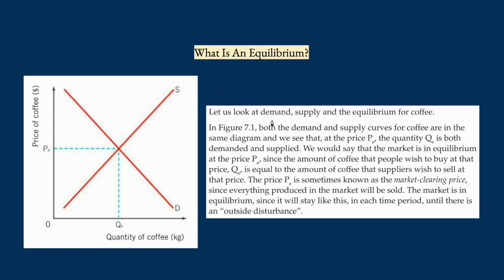Let's take a look at demand, supply, and the equilibrium for coffee. Both the demand and supply curves for coffee are in the same diagram. And we see that at the price of PE, which is right here, the quantity QE is both demanded and supplied. Hence, if you look at this graph a little bit more, the point on the graph where supply crosses demand is going to be the equilibrium position, okay? Because it's where supply and demand will be equal.